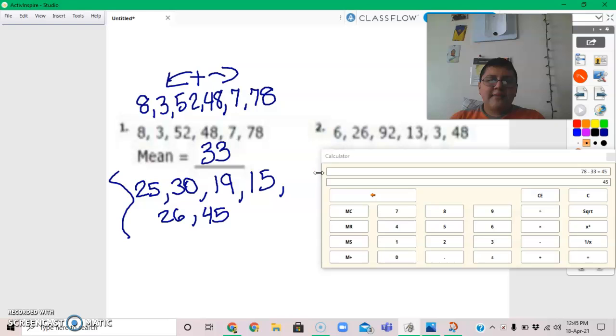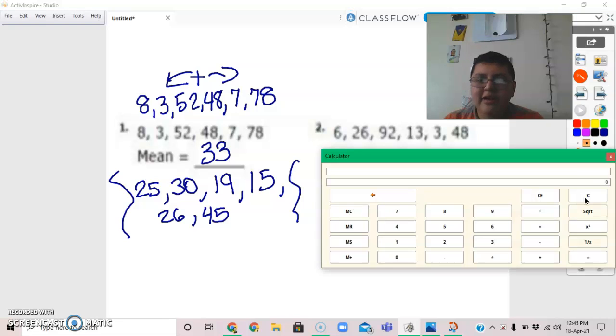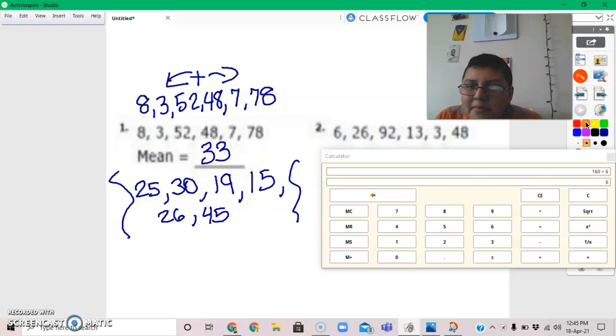Now with this new set of numbers, we're going to do the same as the top one. We're going to add them. So here in our calculator it's going to be 25 plus 30 plus 19 plus 15 plus 26 plus 45, which is going to give us a grand total of 160. But we're going to have to divide 160 by the count of numbers, which is 6. So our mean absolute deviation, to make it simple, our MAD, is going to equal 6.